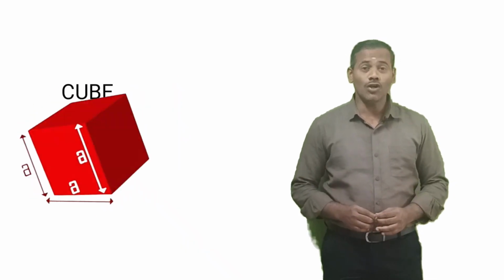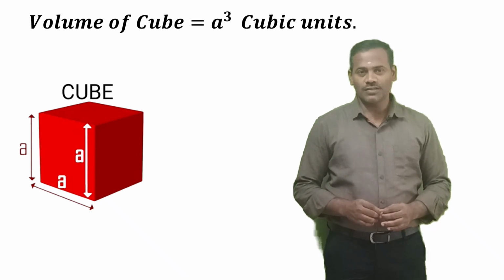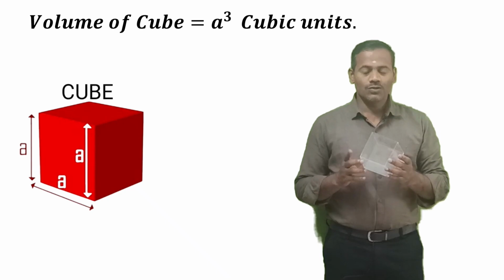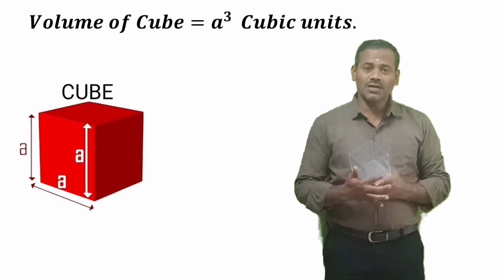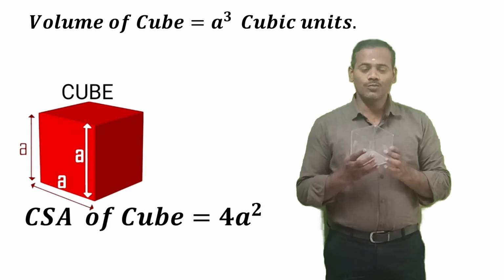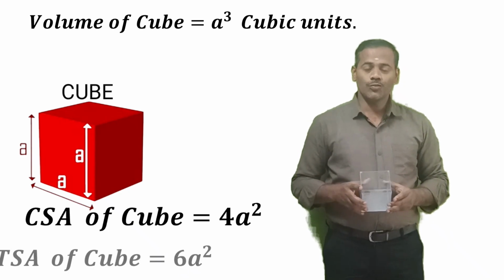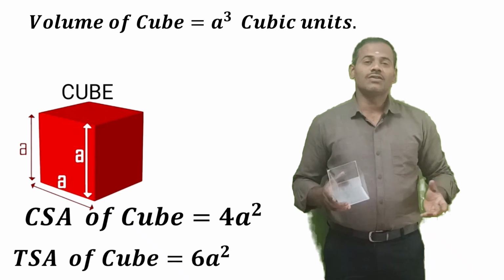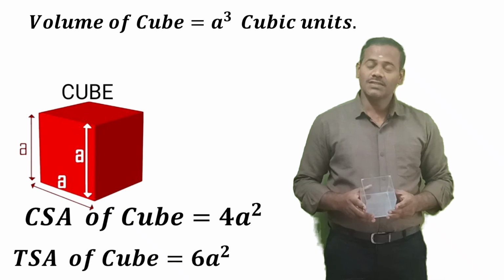What is the formula for the volume of a cube? The formula for the volume of a cube is A cube cubic units, right? So this is the cube we have. And what about the curved surface area of a cube? That is 4A square. Curved surface area of a cube means we are going to take only the sides alone. And what about the total surface area of a cube? We are taking all the sides. That is 6A square. So the curved surface area of a cube is 4A square, whereas the total surface area of a cube is 6A square.